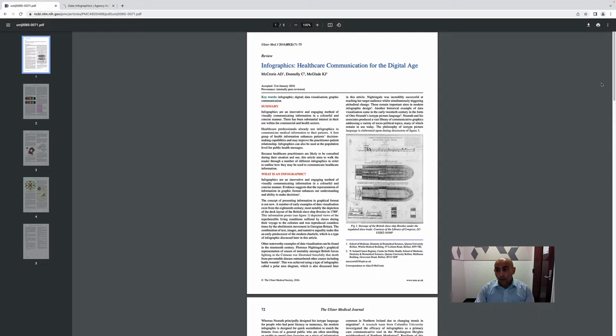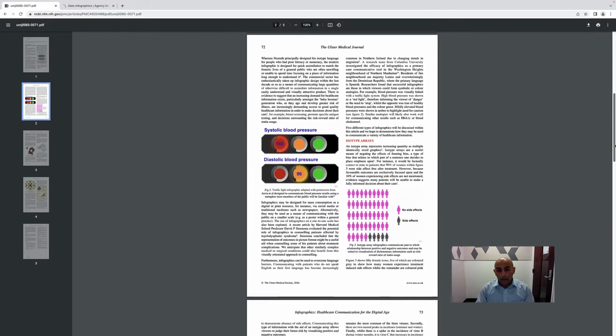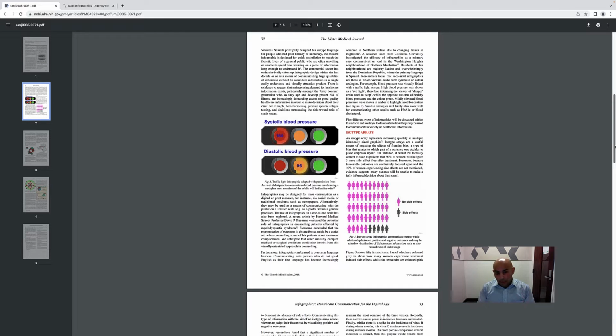If you take a look, they provide two examples of healthcare informatics. The first one is of blood pressure. They provide blood pressure readings in three different colors. Familiar colors that we see on the street lights across the country: red, yellow, and green. They do that because they create color associations with risk of blood pressure levels. The figure citation even says, traffic light infographics adapted with permission from ARCIA, designed to communicate blood pressure readings using a metaphor most members of the public will be familiar with.